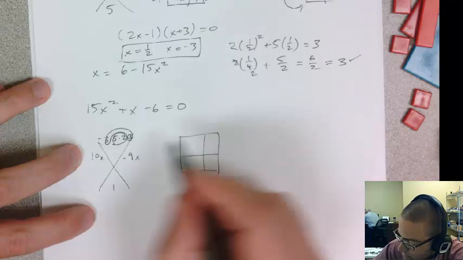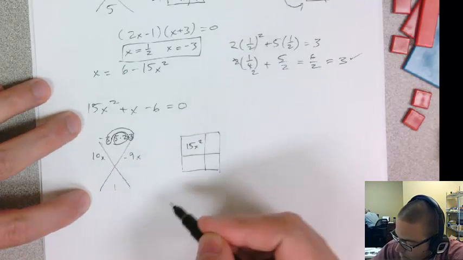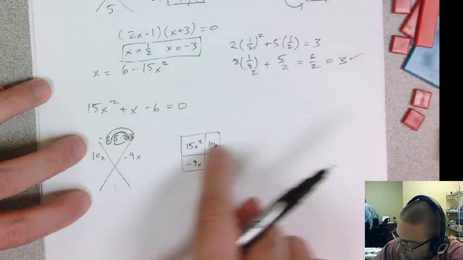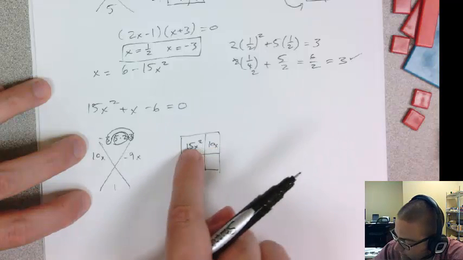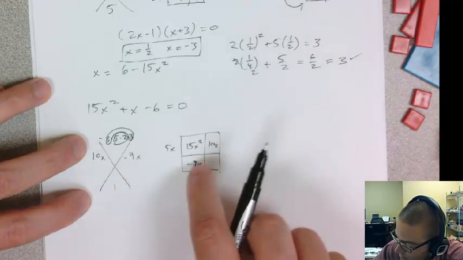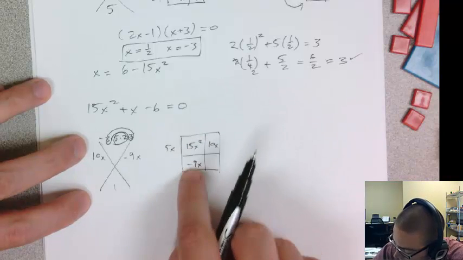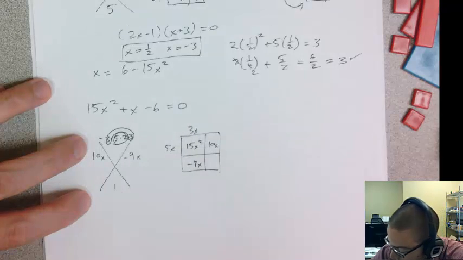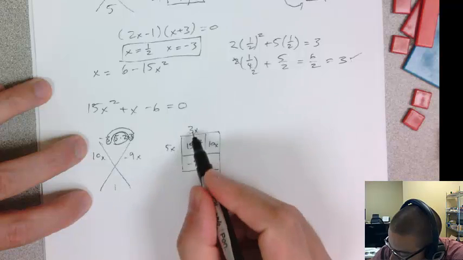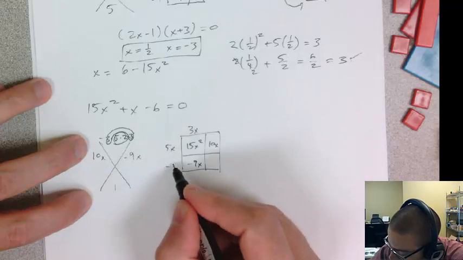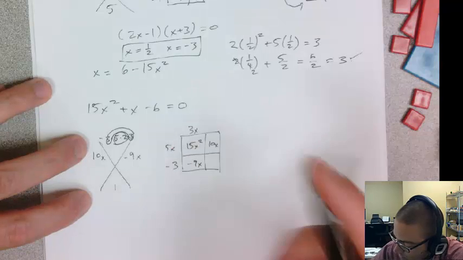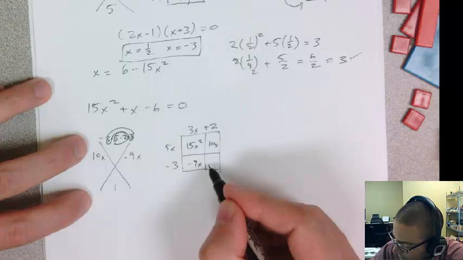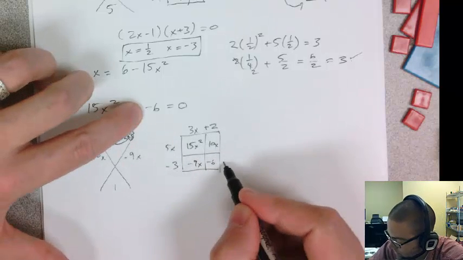So I go to my general rectangle, and this would be 15x squared, 10x, and -9x. So the greatest common factor of this row looks like I could take a 5 out of both terms, 5x. And greatest common factor of this column looks like I could take a 3, right? Oh, 5x times 3x would be 15x squared. All right, so 3 times what gives me -9? That would be -3. And 5 times what would give me 10? That would be +2. All right, and then 2 times -3 would be -6, which checks out.